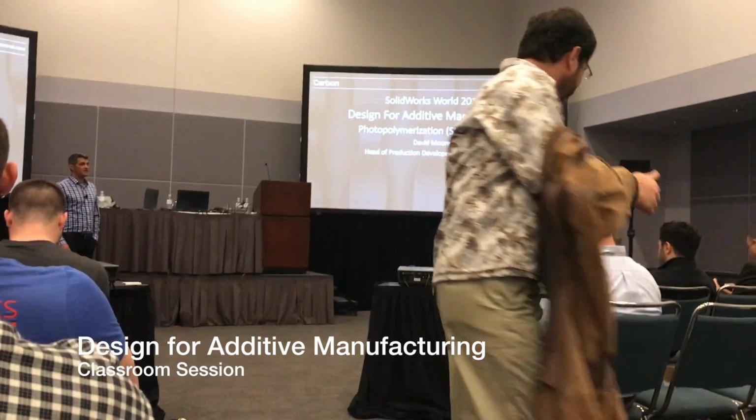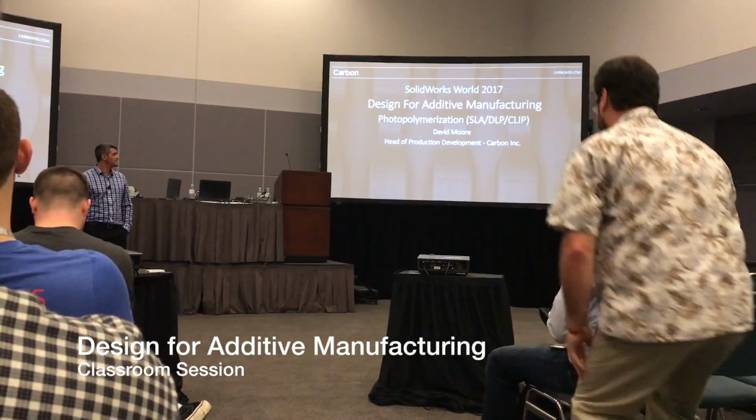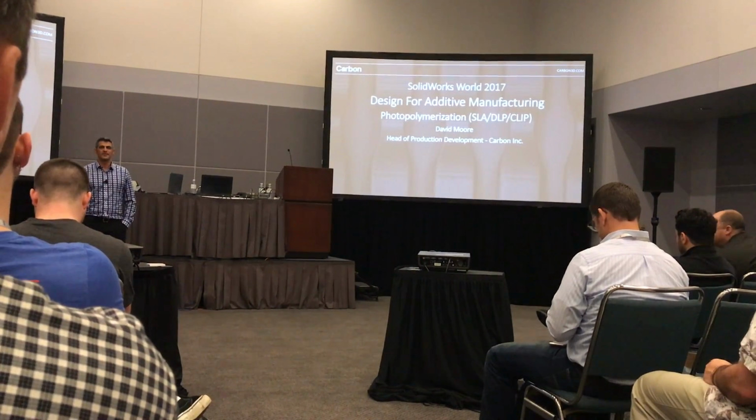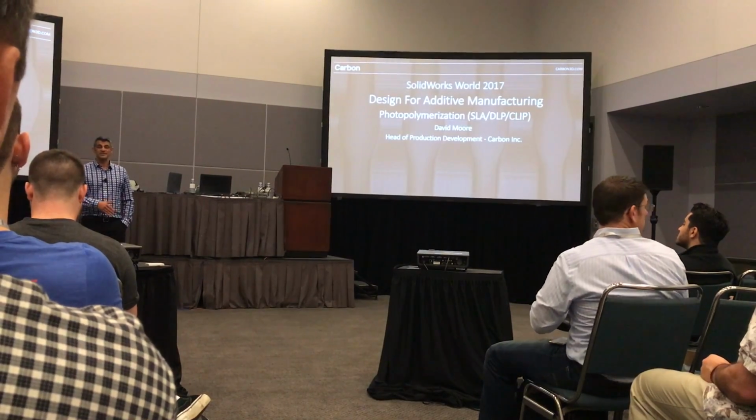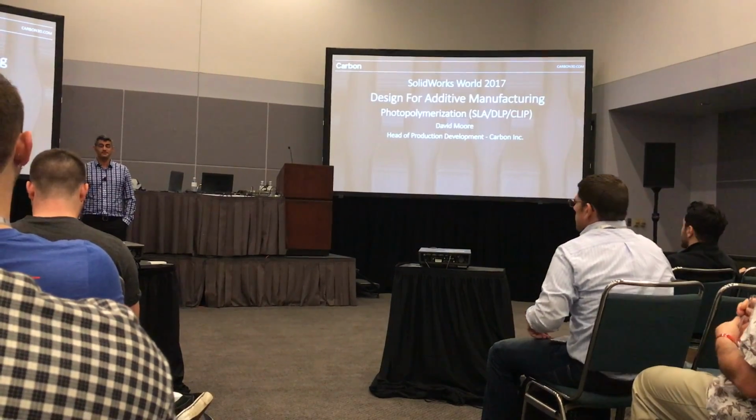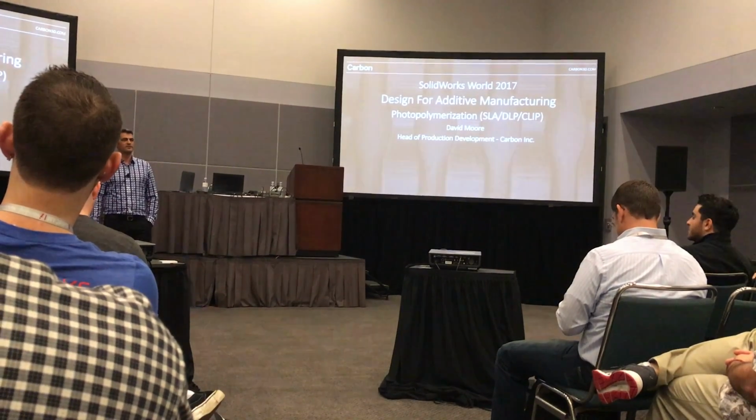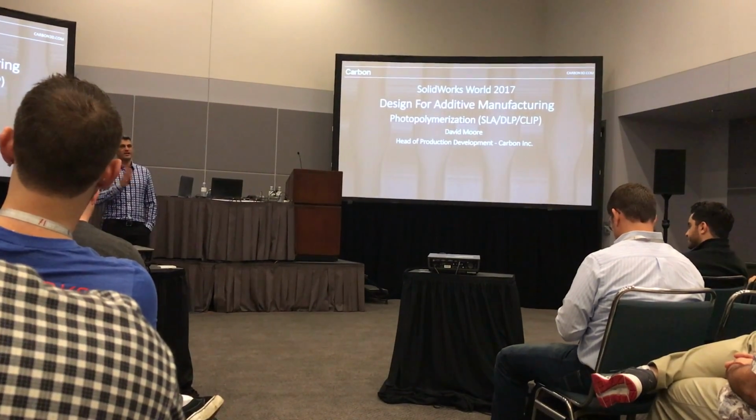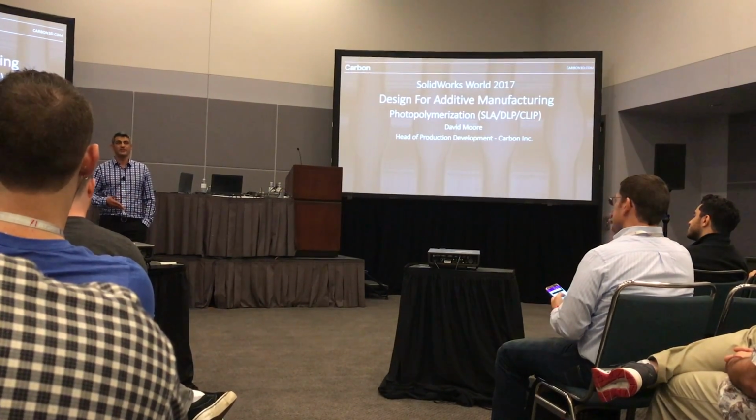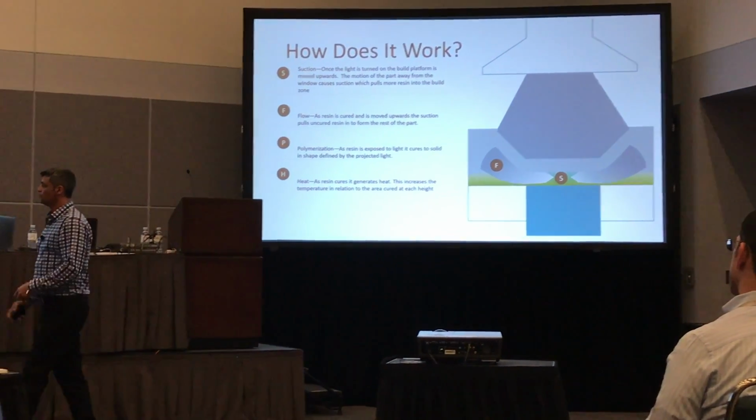You can see from the title, Design for Additive Manufacturing, photopolymerization, and I say SLA, DLP, and CLIP there. As you'll notice, I am from Carbon, so I do have some experience in DLP and SLA, but I'll really be focusing on the CLIP side of it today. So I'm the head of production development at Carbon, and that means that I try to get our customers to go from prototyping into production with, yes, a 3D printer, additive manufacturing. When the part moves up, it's gone from really close to the window to up higher.